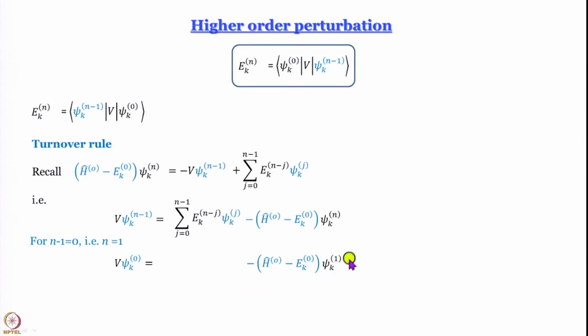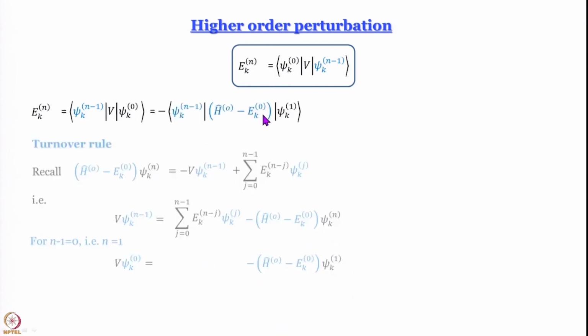The next step obviously is to take this expression and plug it back into the integral. Then this is what we get: the bra vector remains the same, the minus sign comes out, and in the ket vector we have h hat 0th minus E k 0th operating on psi k first. What do I do next? I apply our old friend the turnover rule once again. Why do I apply the turnover rule once again? Because now I have brought this psi k n minus 1th here.